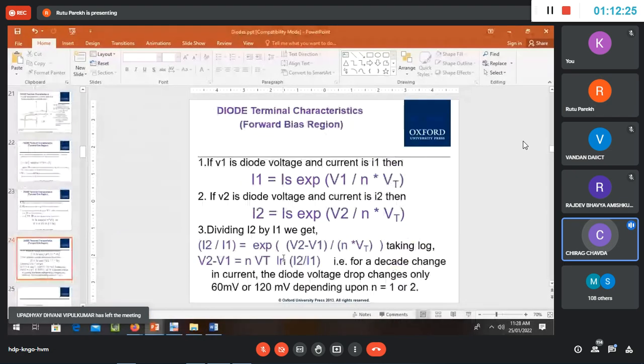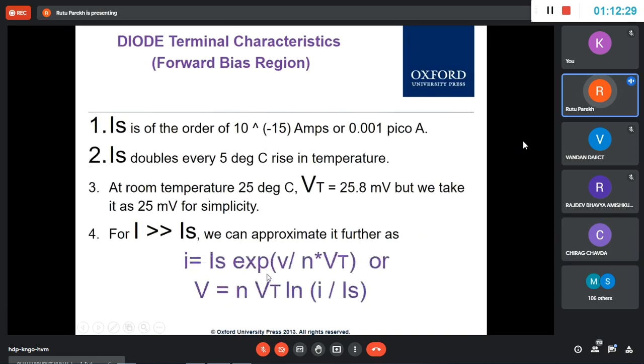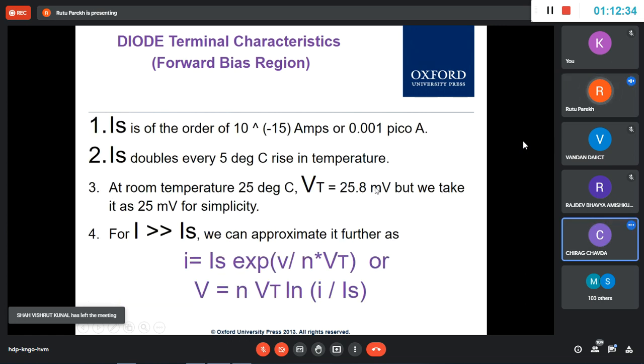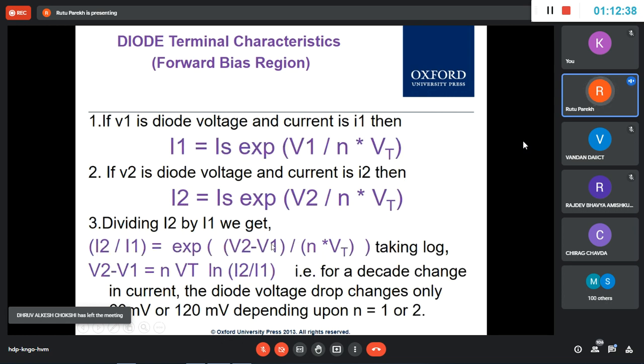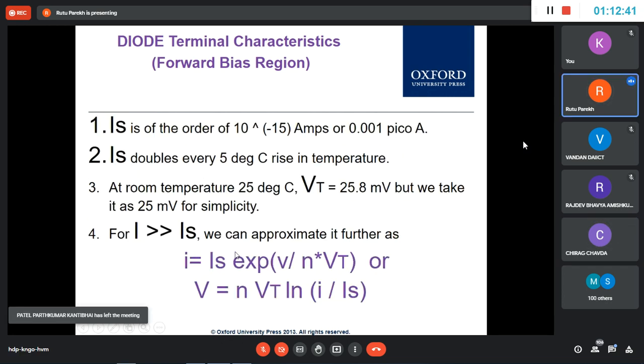Yes, ma'am. And this VT, what is that Q? It is the Boltzmann constant, KT divided by Q. It is the thermal energy or thermal voltage.